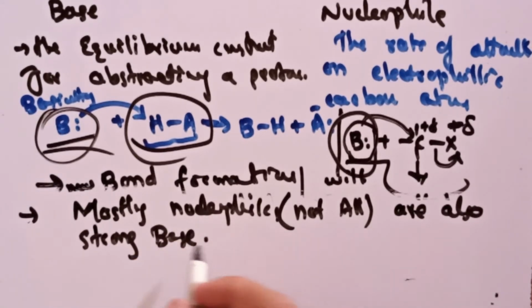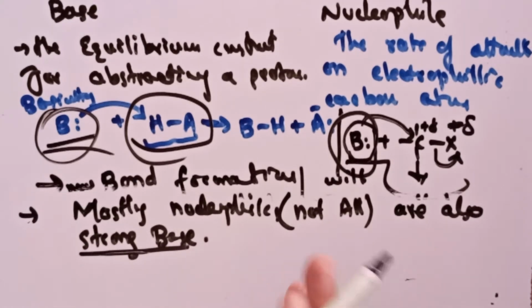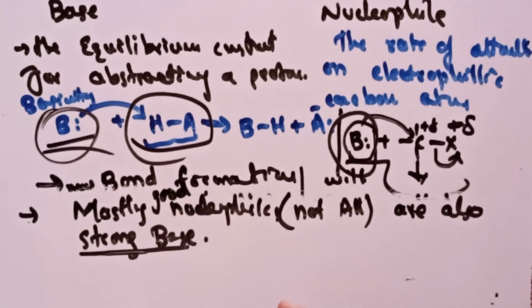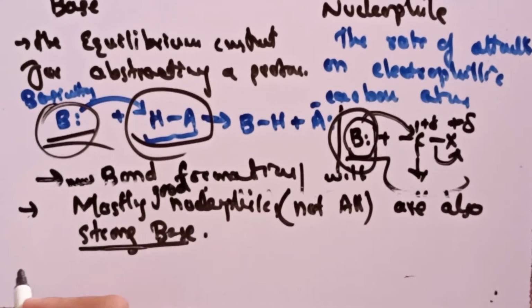While vice versa, because mostly but not all strong bases are good nucleophiles. So a good nucleophile will act as a strong base in most cases. And the other thing is, not all strong bases will act as a good nucleophile. There are some cases where the species is a very good, very strong base, but may not be a strong nucleophile.